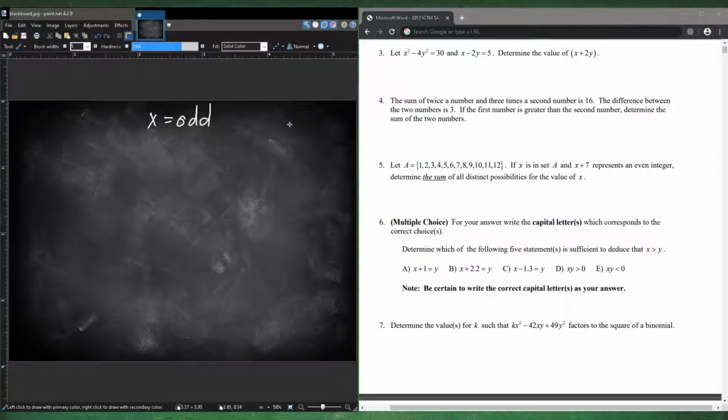Because if x is even, and even plus an odd, because 7 is odd, then it's going to make an odd, which is not what we want, because we want an even integer. So x is only odd. And the only odds in that set are just 1, 3, 5, 7, 9, and 11.